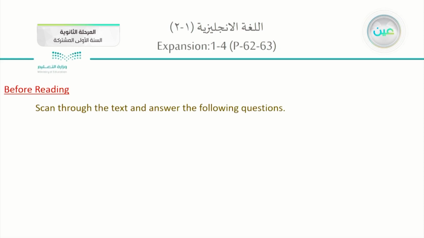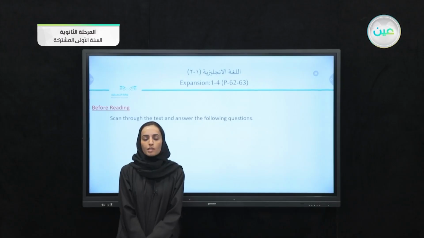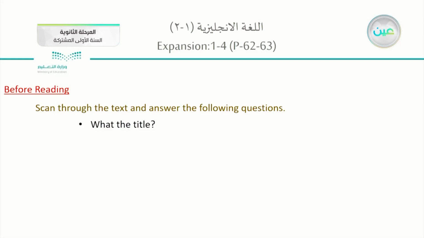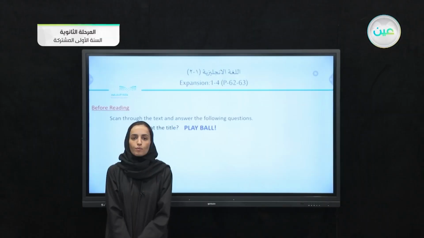How about in here, the reading part? In your books, page 62 and 63. I want you to scan the text, the whole text, and find out this information. The first one, what is the title of the text? The title is actually Play Ball. So instruction, play ball, do it and play ball.